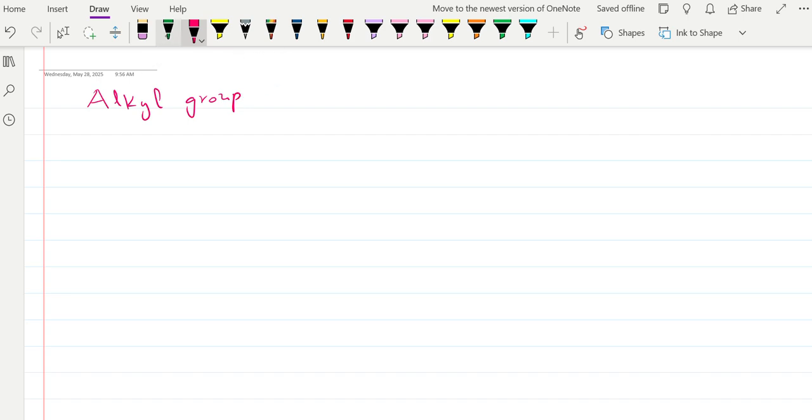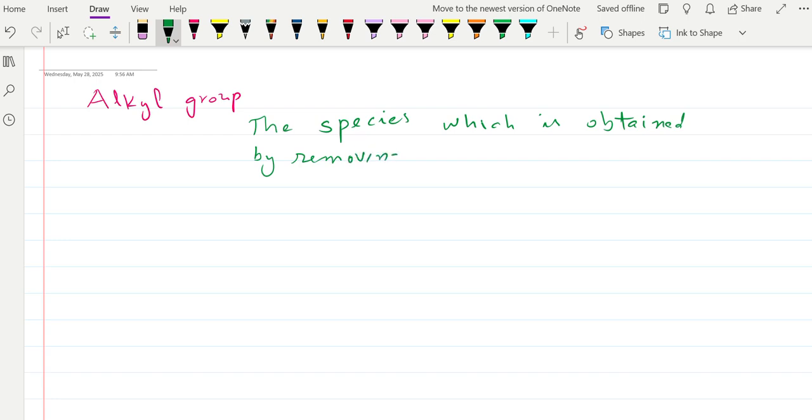We can define the alkyl group as the species which is obtained by removing hydrogen from alkane.